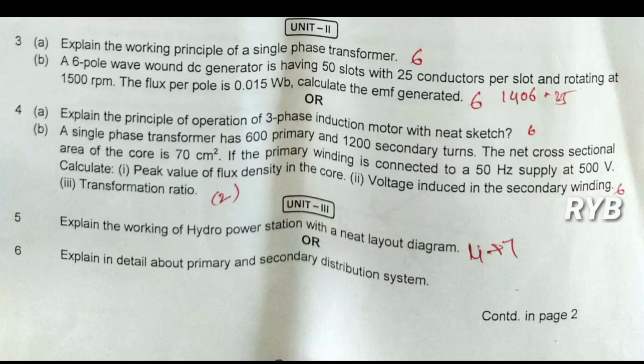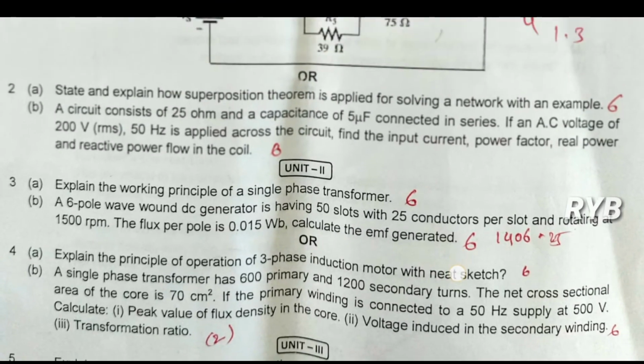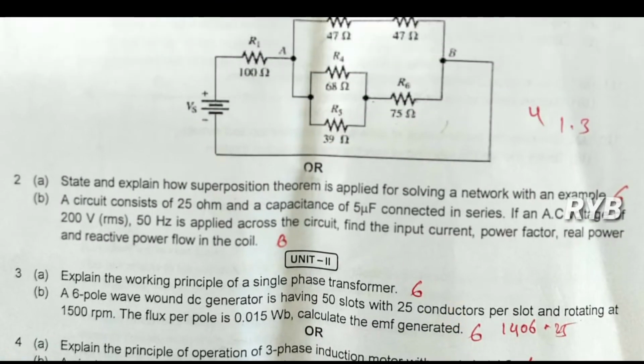Then the second question in unit 3, the sixth question, is in detail about primary and secondary distribution. What is primary, what is secondary; I also made a video, you can check in the description. Coming to part B, that is basic electrical and electronics engineering. Part B is the electronics part.